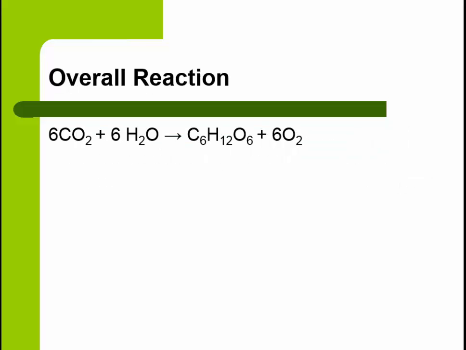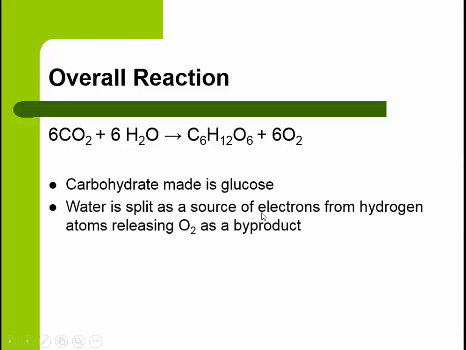So the overall reaction for photosynthesis is you're going to have 6 molecules of carbon dioxide plus 6 molecules of water, and that's going to yield 1 molecule of glucose plus 6 molecules of oxygen. So the carbohydrate that's made here is glucose, and then water is split as a source of electrons from hydrogen atoms, releasing the O2 as a byproduct.